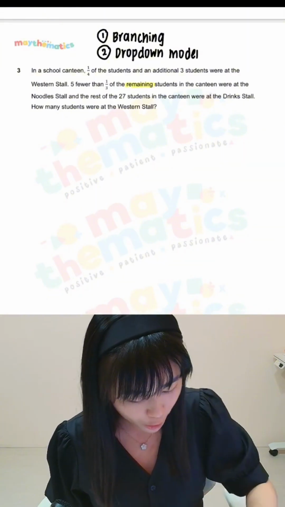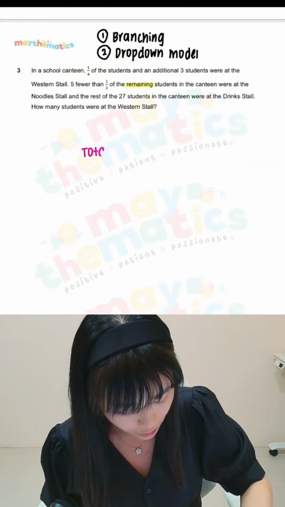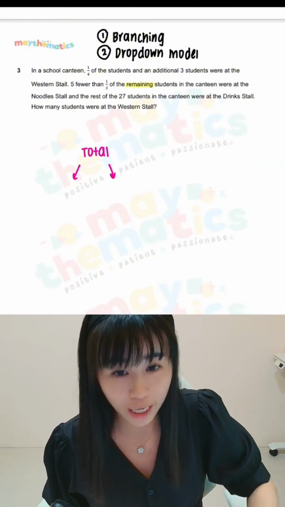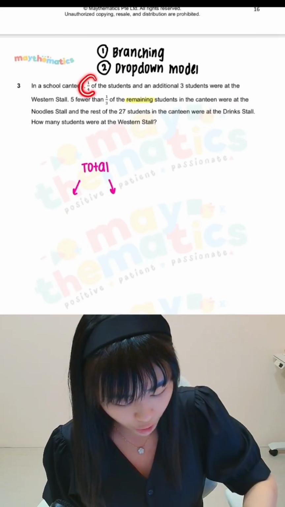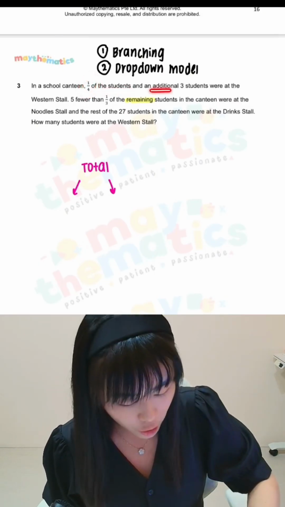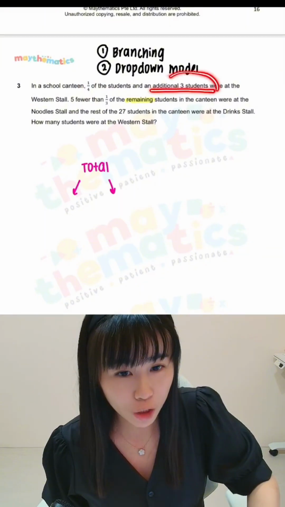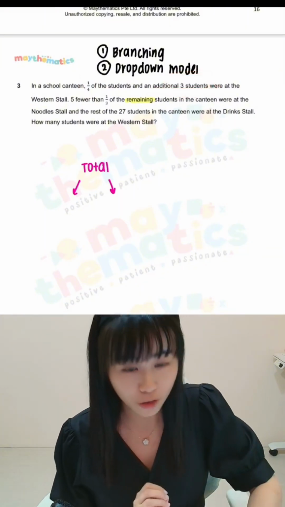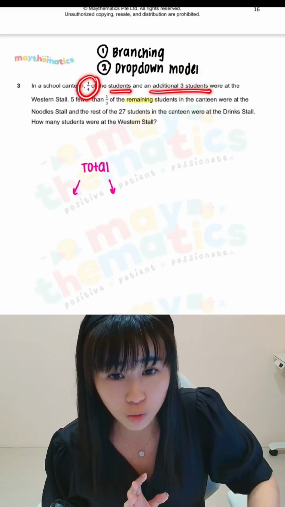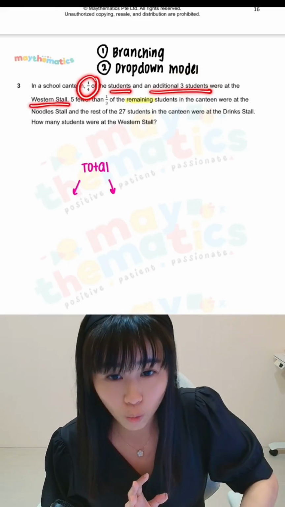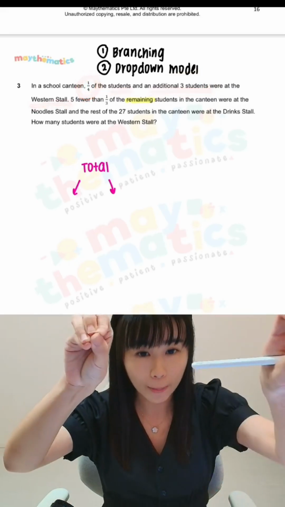If I were to do branching, I will start with total first. But over here, this branching, I will do a little bit differently. Why? Because if you see this question, you've got a fraction and an additional whole number, additional 3 students. So it's not the typical kind, with just a fraction alone. It's 1/4 of the students and additional 3 students who went to the Western Hall. So it's like a fraction and the number together.